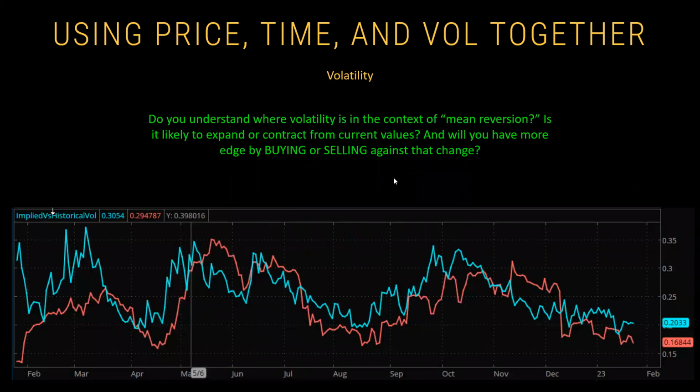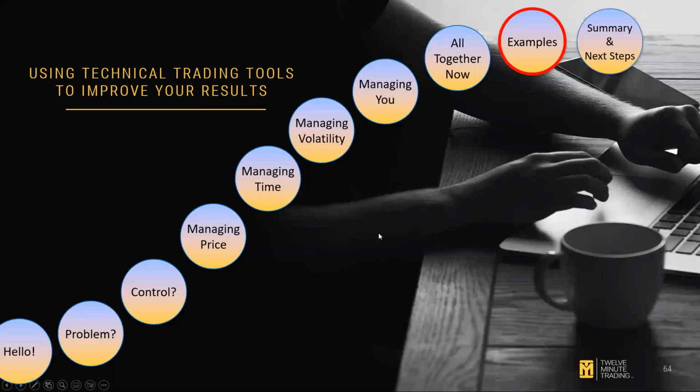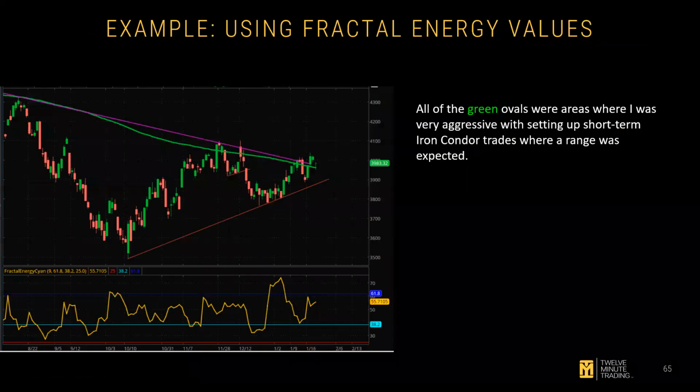And then volatility. Do you understand where volatility is in the context of mean reversion? Is it likely to expand or contract from the current values? And will you have more edge in buying or selling against that change? Let me throw out some examples here before we finish. So we'll be wrapping up here in just a couple of minutes.